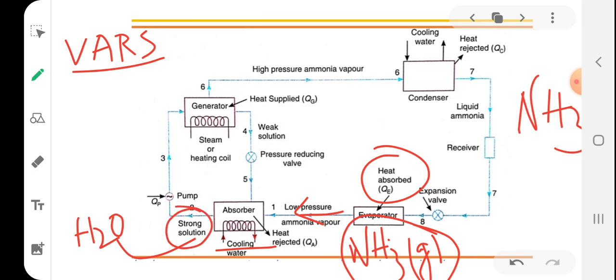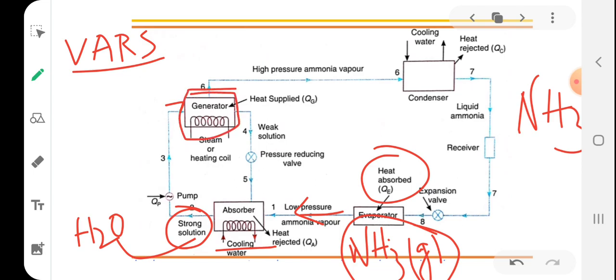This strong solution, since it is in liquid form, a liquid pump can be used to pump this to the generator. Pumping means it will increase the pressure of that strong aqueous solution, so it will reach a higher pressure. At higher pressure, it reaches the generator.